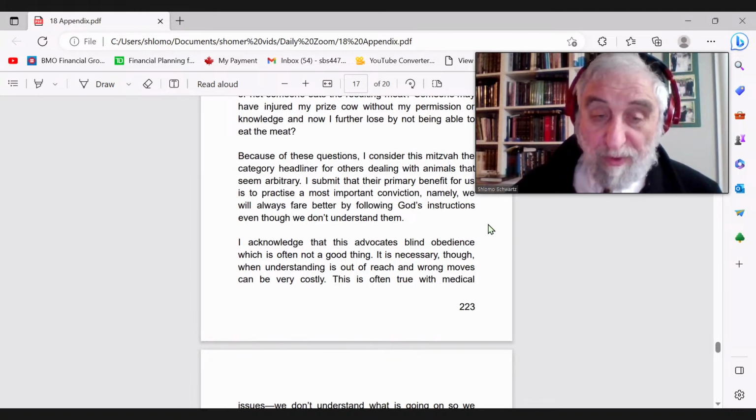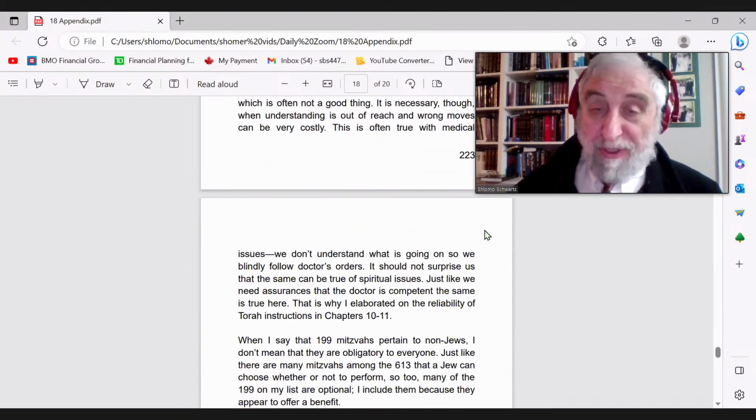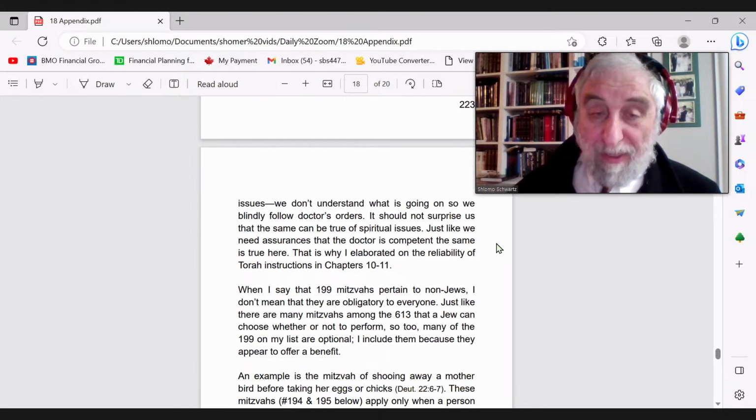This is often true with medical issues. We don't understand what's going on, so we blindly follow doctor's orders. It should not surprise us that the same can be true with spiritual issues. Just like we need assurances that the doctor is competent, the same is true here. That is why I elaborated on the reliability of Torah instructions in chapters 10 to 11.